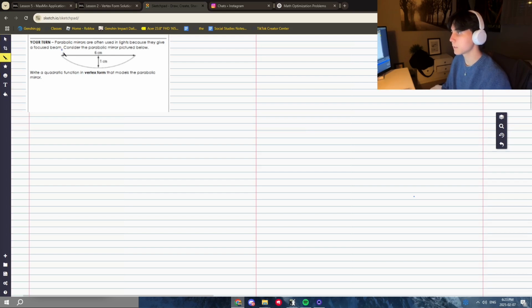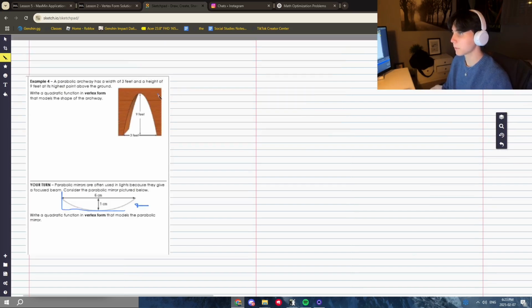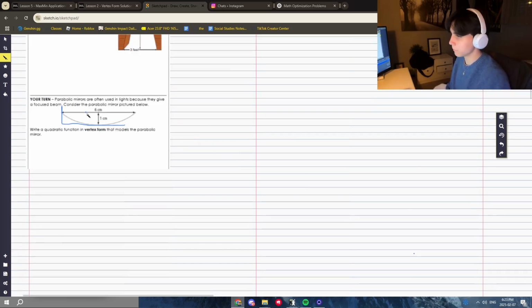So the way we do this is we're just going to create this little graph here. And you're going to notice, as opposed to the last equation where we had a maximum point, this parabola opens up. So we're going to have a minimum as opposed to having a maximum here. So that's just one thing to note.